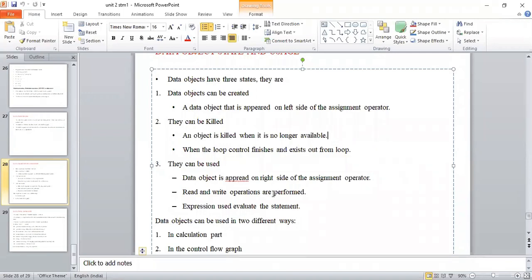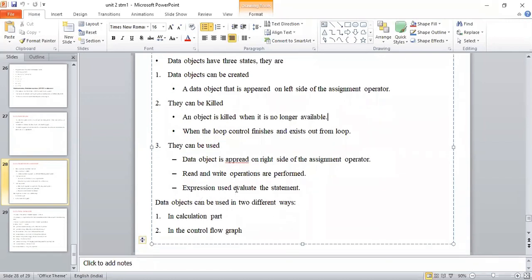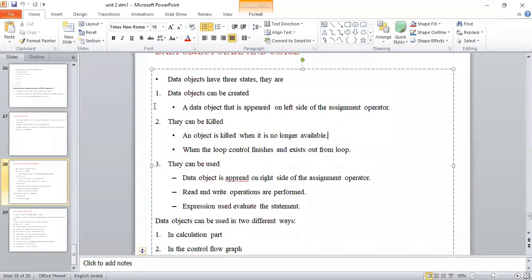When the data object is in the use state, it is performing some operation. Read and write operations are performed when the data object is in the use state, or it is used in an expression to evaluate that statement. Those objects are called used data objects. So the data objects can reside in three states: created, killed, and used.